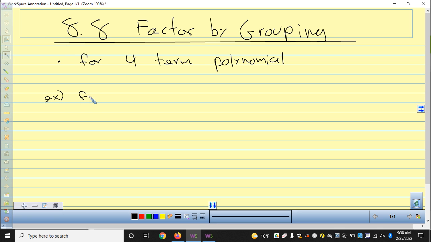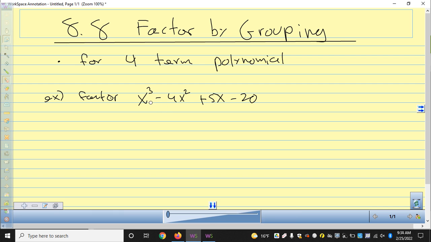So we want to factor x to the third minus 4x squared plus 5x minus 20. This doesn't look like anything that we factored so far. We have a third power. We haven't really factored anything with a third power. There are no GCFs here. There's nothing that goes into each term evenly. So this is when we think, okay, we might be able to use factor by grouping.